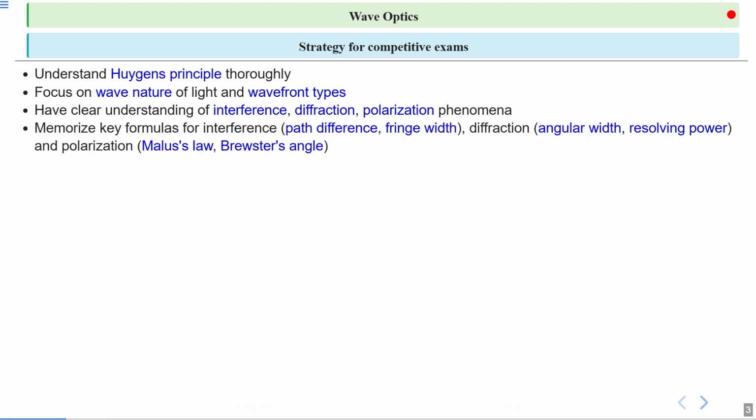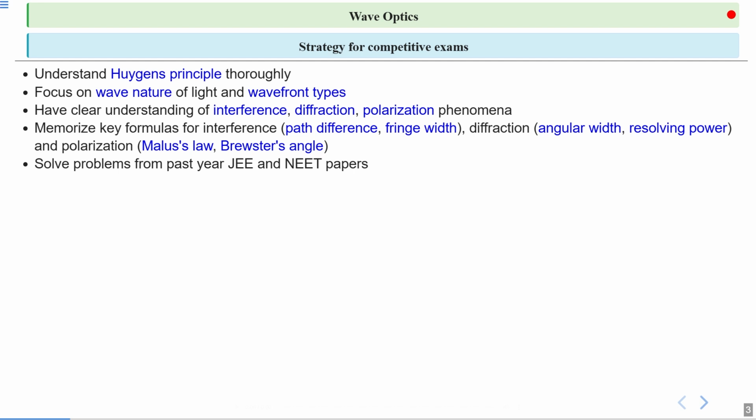It's important to memorize some key formulas related to these phenomena. For interference, focus on path difference and fringe width. In diffraction, remember angular width and resolving power. For polarization, Malus law and Brewster's angle are critical. These formulas will help you solve problems and understand the underlying physics.